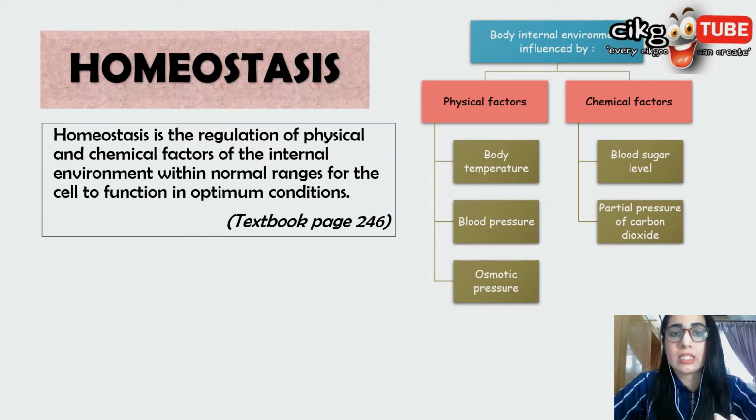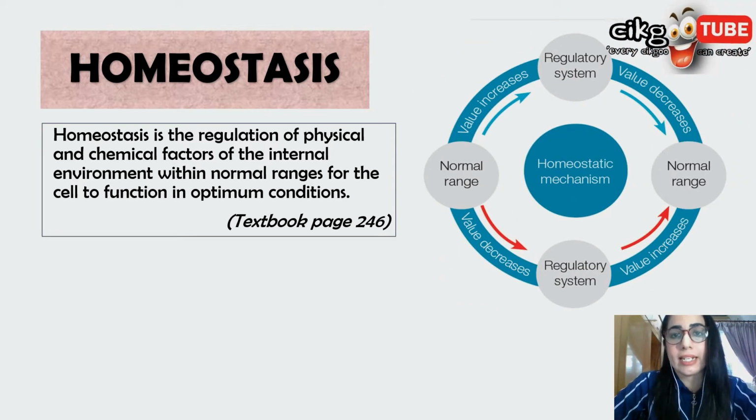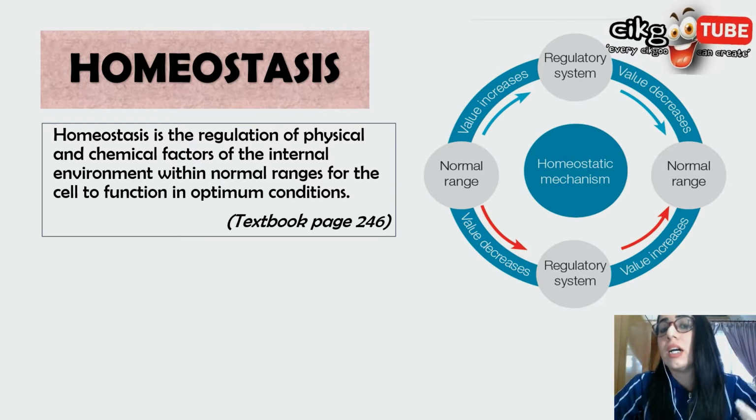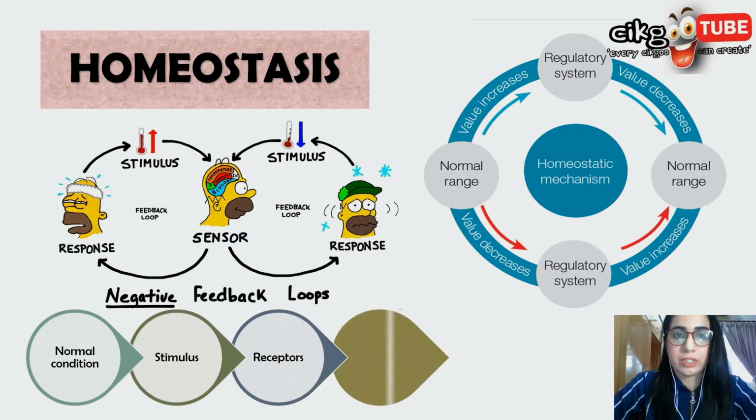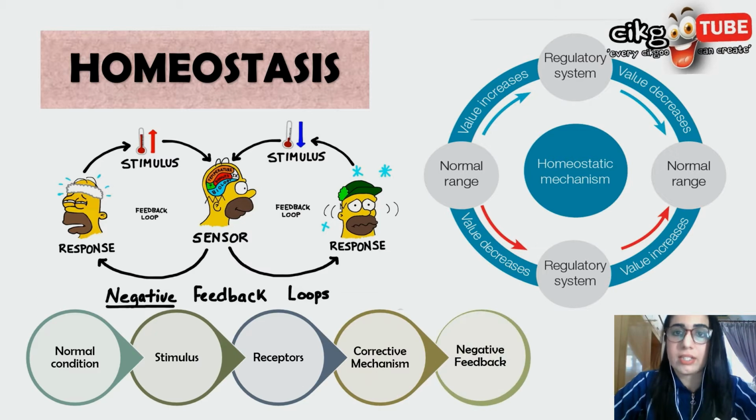Homeostasis uses a negative feedback mechanism to return the changes back to normal. This feedback loop consists of a sequence of events to produce an opposite effect to the changes that take place, in order to return the condition to normal. Homeostasis involves a normal condition and a stimulus. Stimulus means the change in the internal environment, for example temperature, blood pressure, or so on.